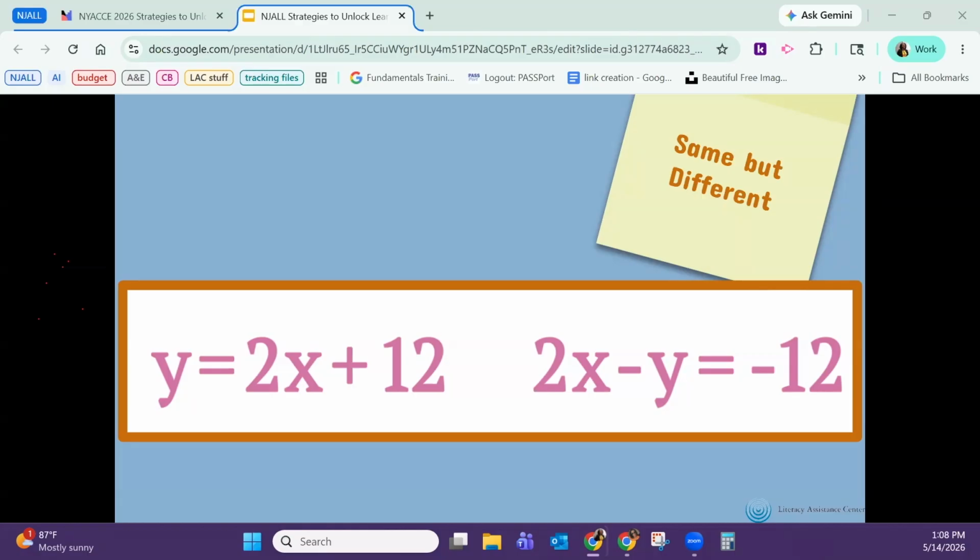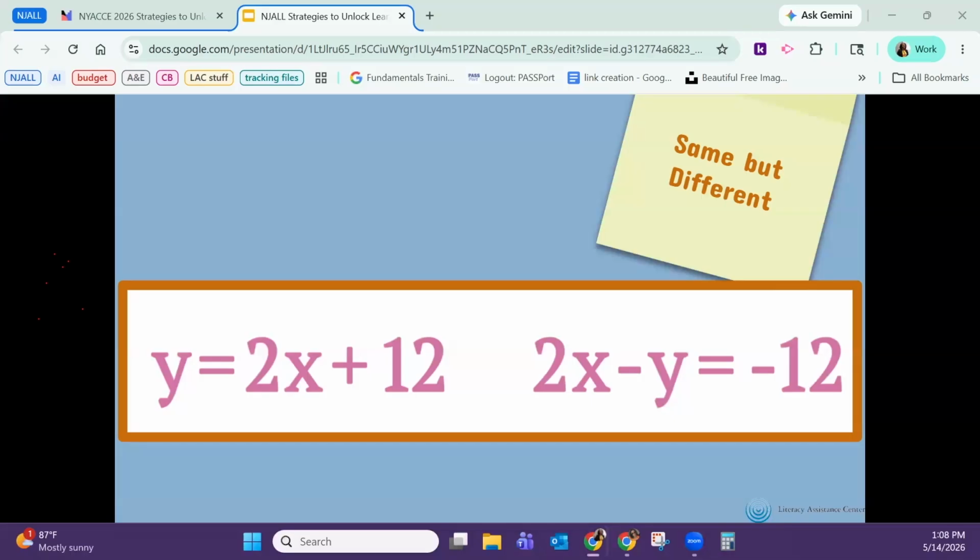A couple of other answers that we could give, right? Yes, it is in fact the same equation. Yes, the value of y is the same for both equations. Yes, the value of x could be the same for both equations. Notice how I said could be. It is in fact the same line. So they are the same, but different.